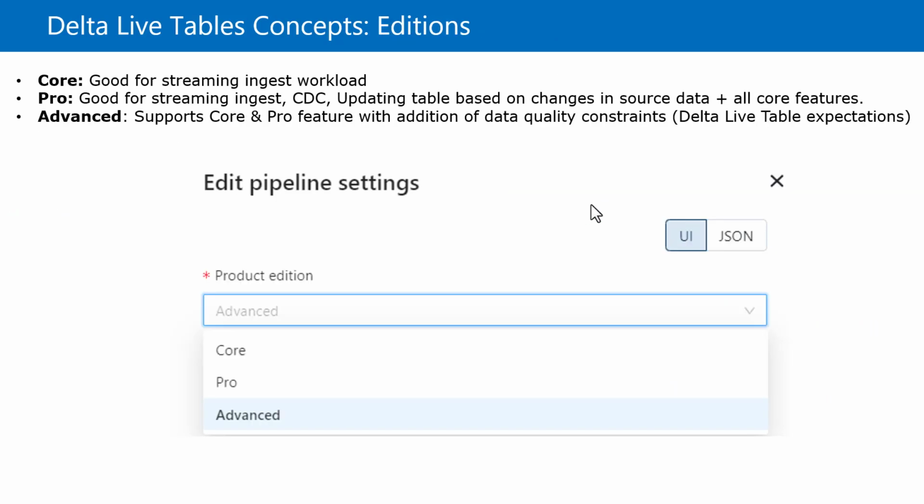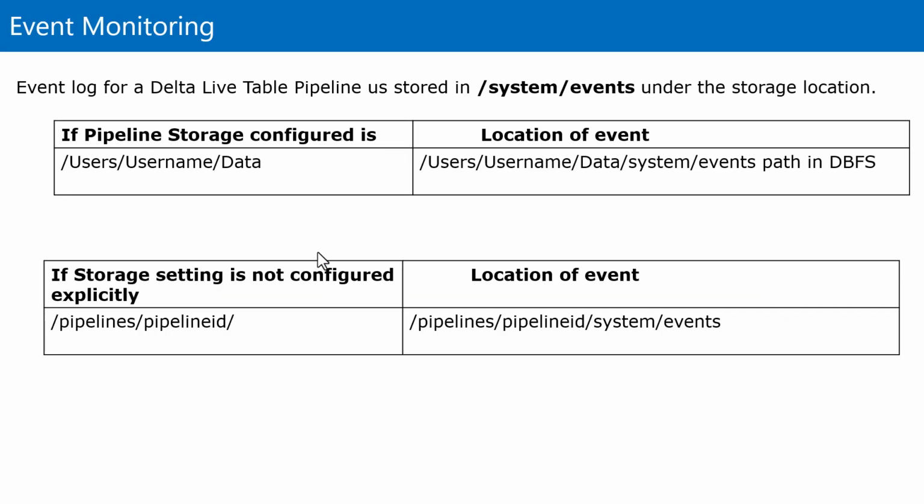Then there are these editions which are provided by Delta Live: Core, Pro, and Advanced. Core is very good for streaming and ingest workloads. So it's a very basic one. Pro is good for your change data capture, or updating the table based on source dataset changes, plus all the Core features. And then the final one is Advanced. Advanced supports Core and Pro, plus it also adds different kinds of data quality constraints. There are some data quality constraints which we will look into in the demo. So these are the three editions, and depending upon your need, you can use a particular edition.